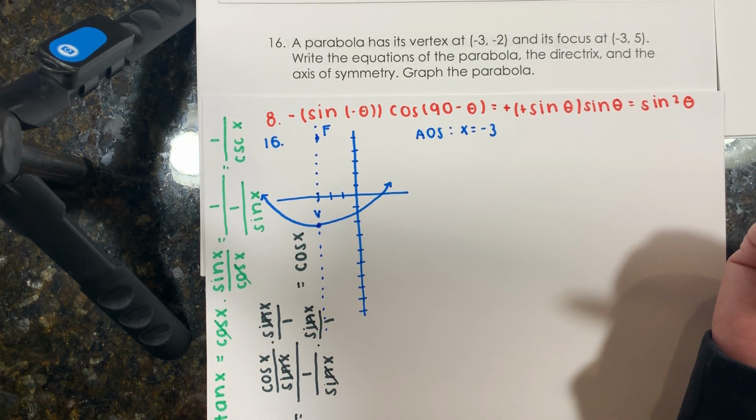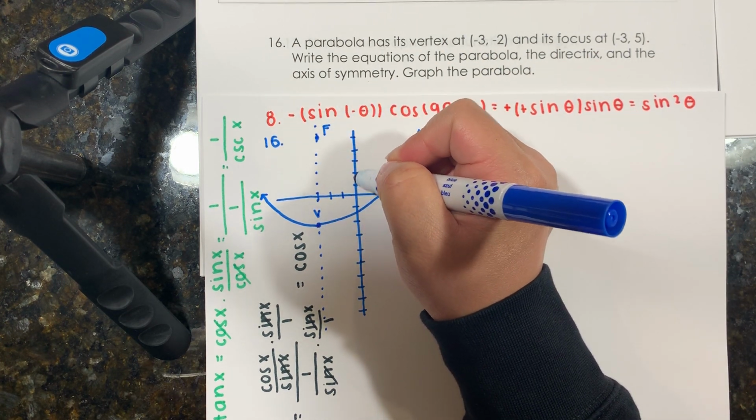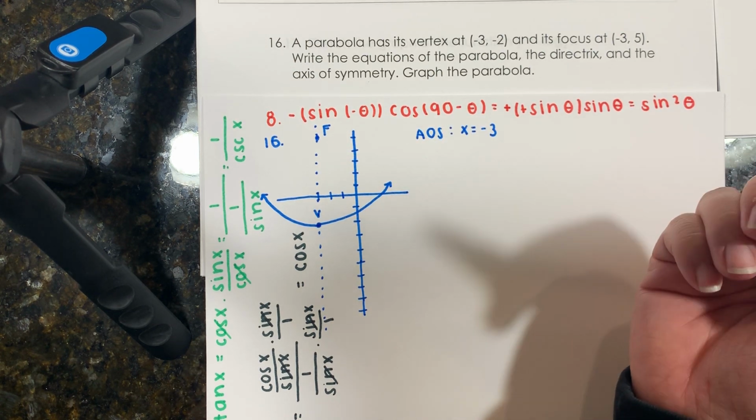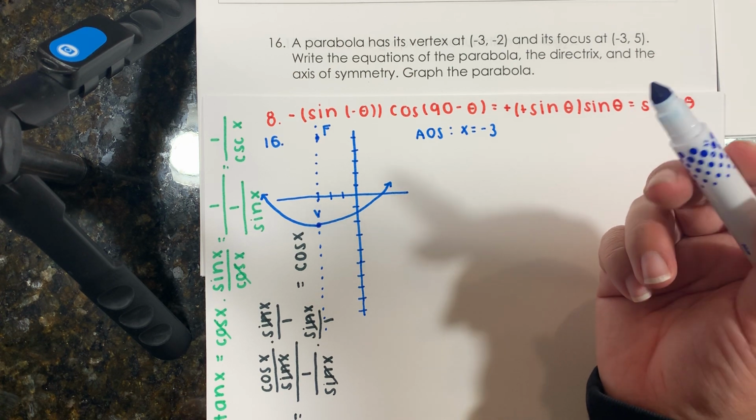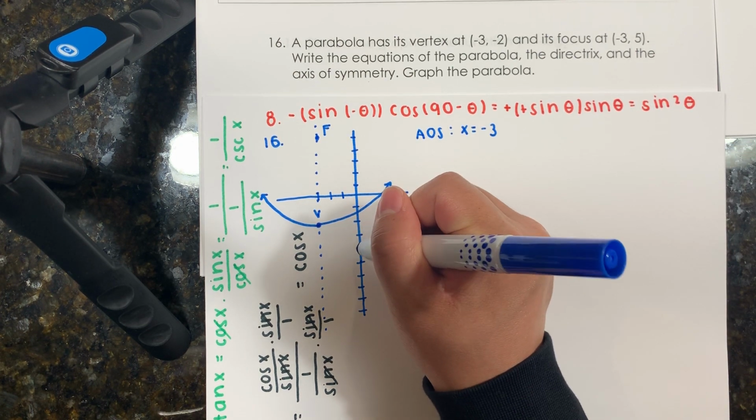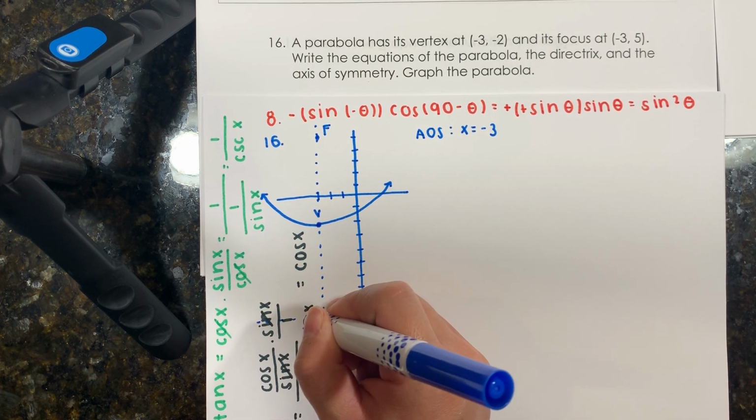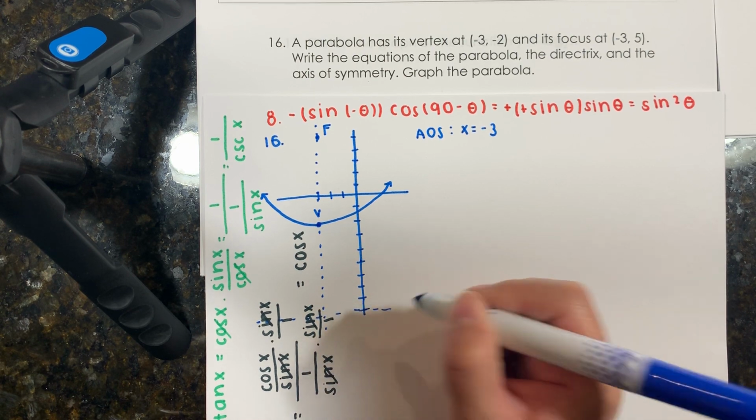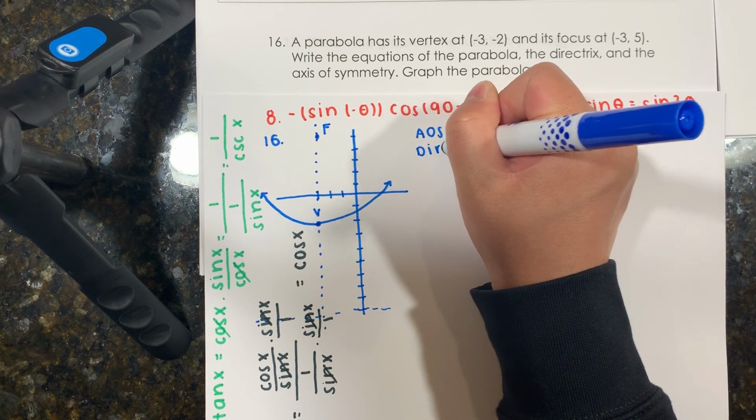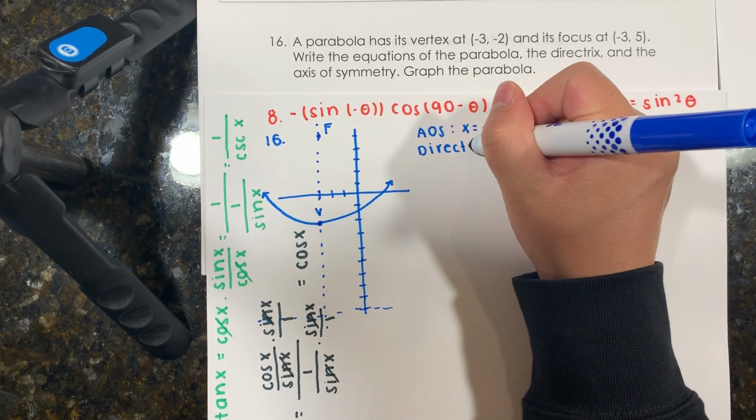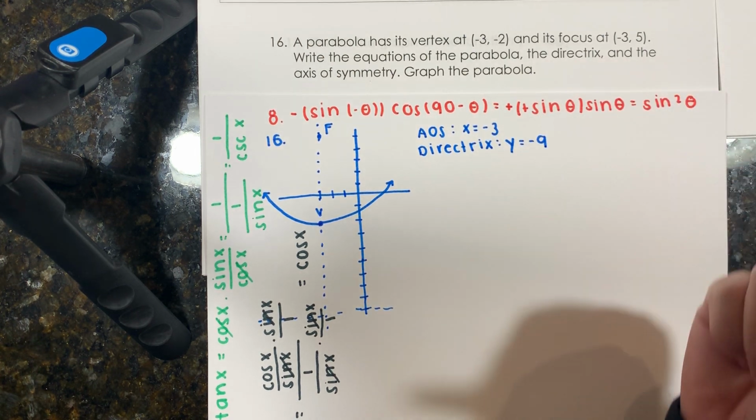Now, I need to find my directrix. So I know that between my vertex and my focus, there's 1, 2, 3, 4, 5, 6, 7 spaces, which means that the distance between the vertex and the directrix is also going to be 7 spaces, but in the opposite direction. So that's 1, 2, 3, 4, 5, 6, 7, which I know runs into my other problem, but that would be about here. So that means my directrix is crossing the y-axis at -9.